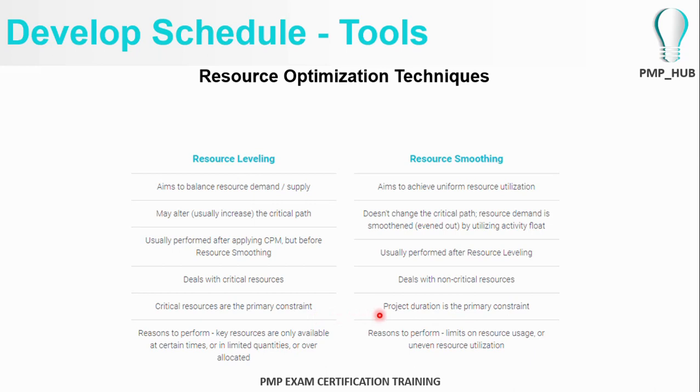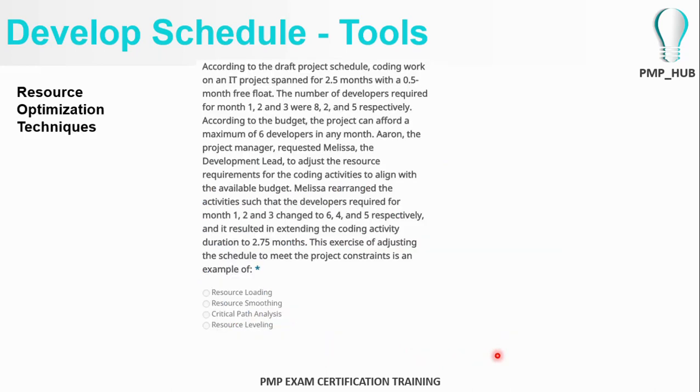So with resource smoothing, generally we should not push the project duration. With resource leveling, we push the project duration. Reasons to perform: key resources are only available at certain times or are limited in quantities or over allocated, especially in the examples we discussed earlier. It's about over allocation of resources. And reasons to perform also include limits on resource usage or uneven resource utilization. Let's take some more examples on resource optimization.